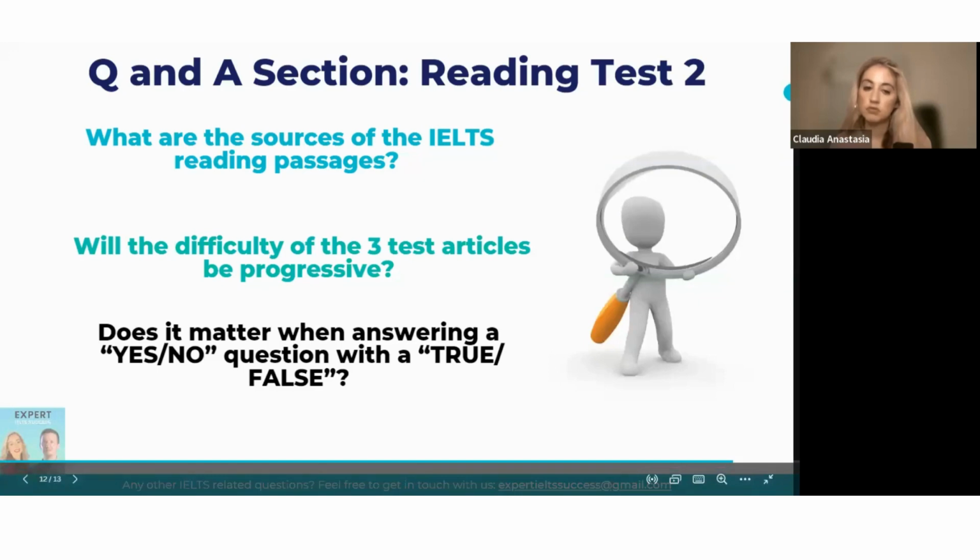Just follow the instructions clearly, basically, and then you'll be successful. So yes, I think that is all the questions that we had. If you have any questions, let us know.